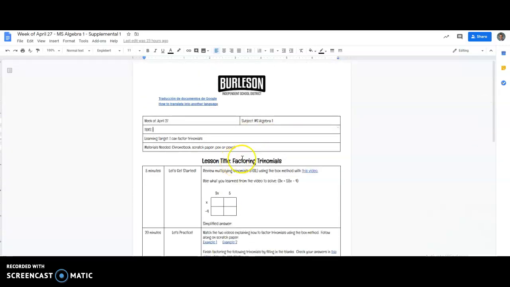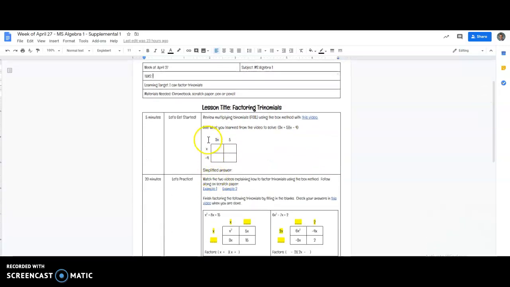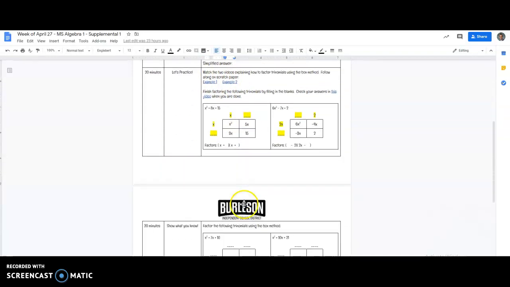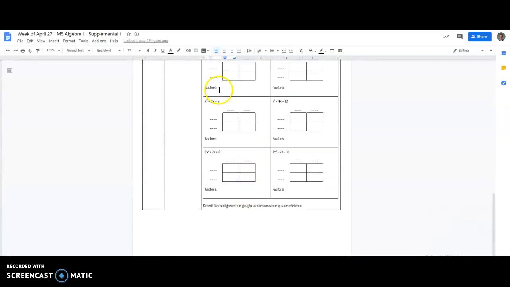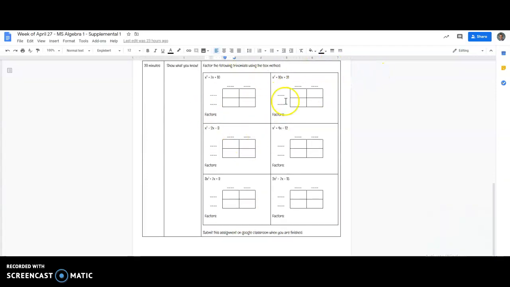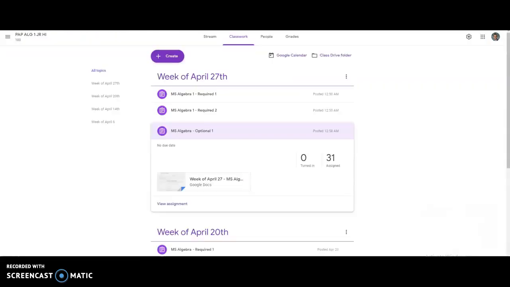So there's a video that walks you through foiling if you forgot how to do it, specifically using this box method. Another 2 examples walking you through how to factor using this box method, and then 6 problems here, and you'll submit this on Google Classroom with the assignment. That is all 3 of your assignments for the week. Shouldn't be too big of a deal.